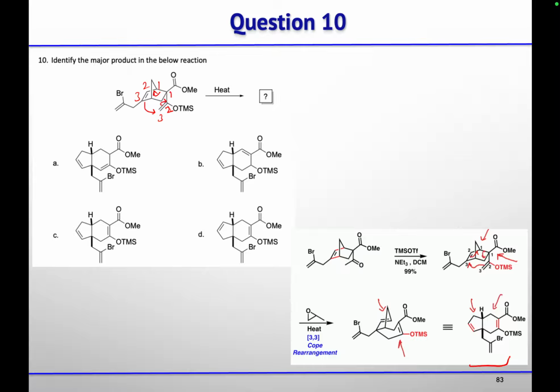So the correct option is... In all the cases, the ring junction is cis, and here we have methoxy, here we have TMS. This double bond is not in the correct position, and here this double bond is also not in the correct position. So the correct option is option C. So this is an example of the 3,3 Cope rearrangement.